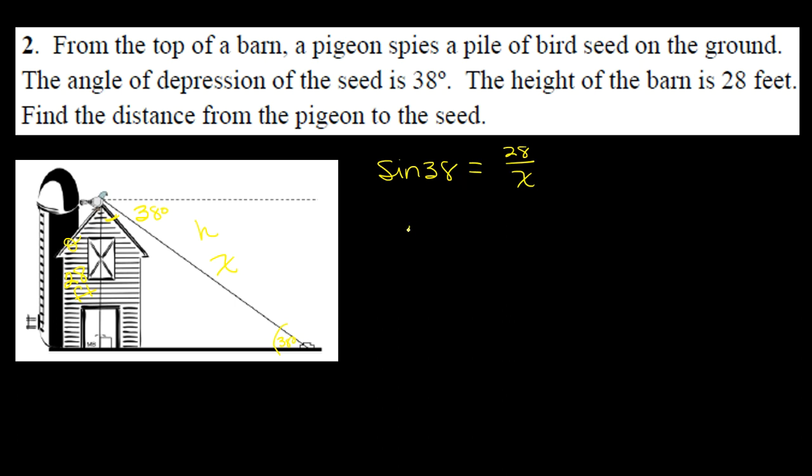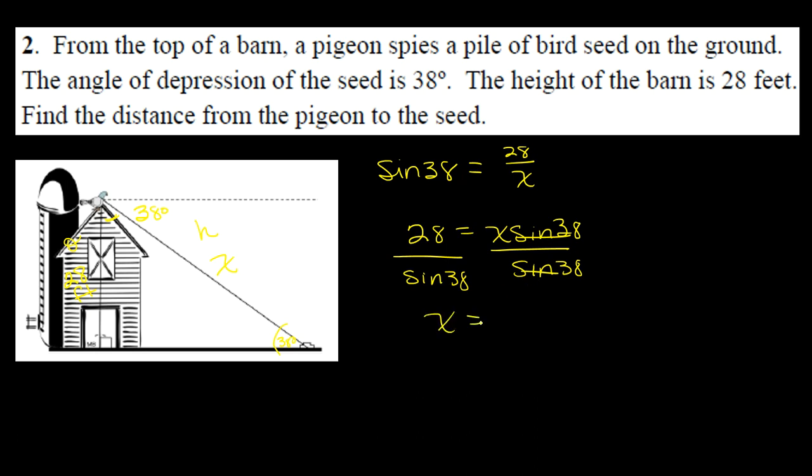We're going to cross multiply. We're going to isolate x. And x is going to be equal to 28 divided by the sine of 38. So I'm going to use my n over d feature and put 28, and in my denominator, sine of 38. We get 45.479. So I'm just going to round to the 10th. So x equals 45.5 feet.